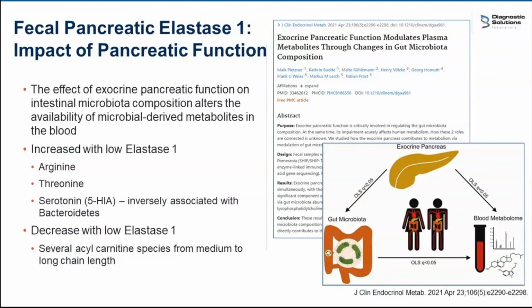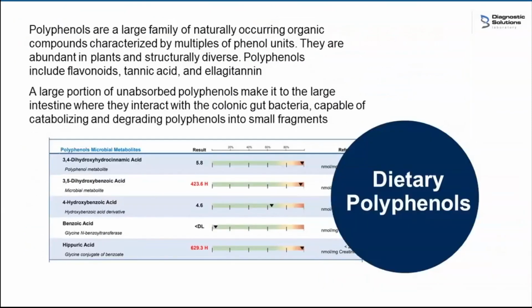And they looked at if there was low fecal elastase, it was associated with increased arginine, threonine, serotonin, which I'm looking at with 5-HIA, and decreased acylcarnitine species from medium to long chain. So there could be some impact on energy generation through impairments in beta oxidation. So I'm going to look at those.